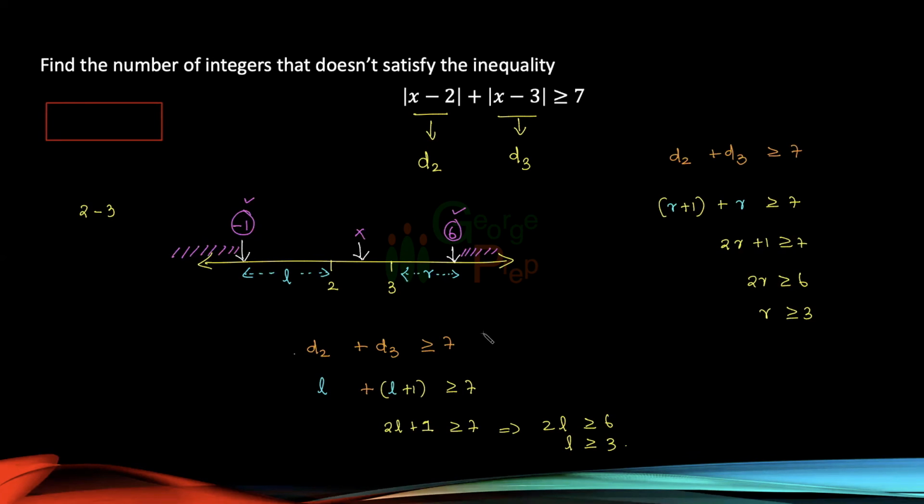Now what is the question asking for? Number of integers that don't satisfy the inequality. So anything between this will not satisfy the inequality, right? Including 1 and to the left side, including 6 and to the right side, it will satisfy. So between this, I'll have to see how many integers we have. We have got 0, 1, 2, 3, 4, and 5, right? Totally 6 integers which will not satisfy this inequality. So the answer for this question should be 6.